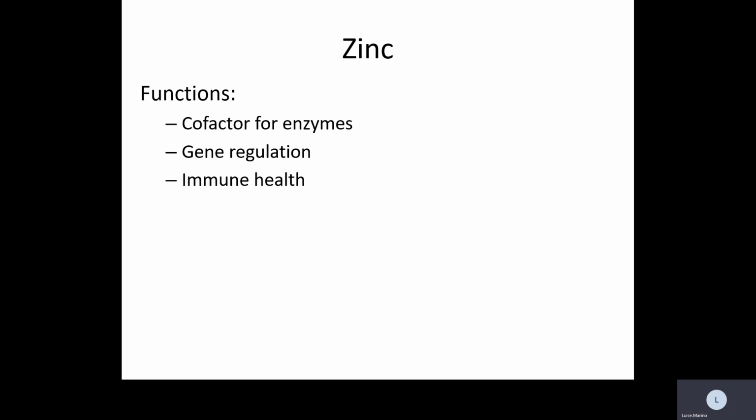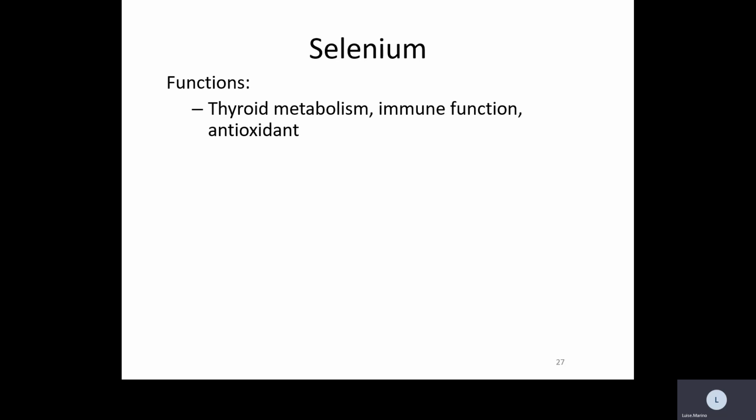Zinc is a cofactor for many enzymes, and they're known as zinc fingers, and gene regulation and immune health. And zinc in children is required for growth and also for skin. So often children with a zinc deficiency will have something called acrodermatitis. So they end up with either flaky paint skin, or they end up with skin that looks like eczema around their mouth and their napkin area. Selenium is required for thyroid metabolism, immune function, and it's also an important antioxidant and required in your glutathione redox pathway.